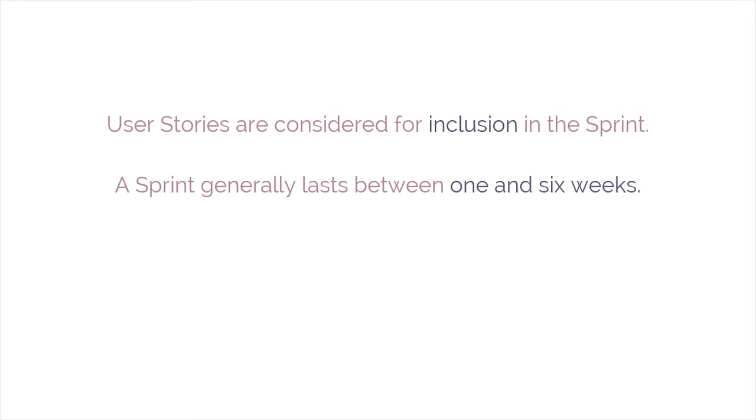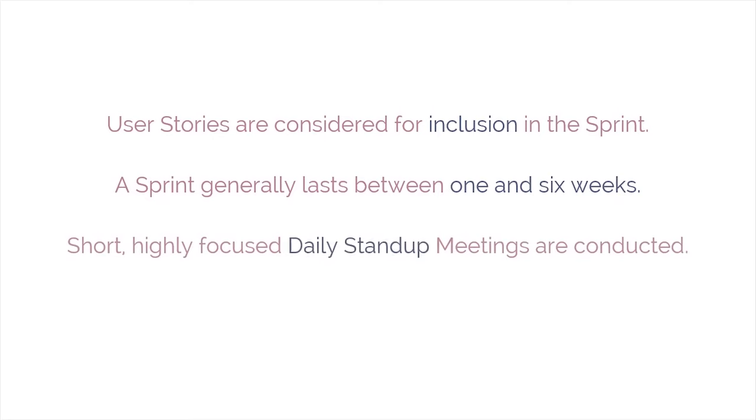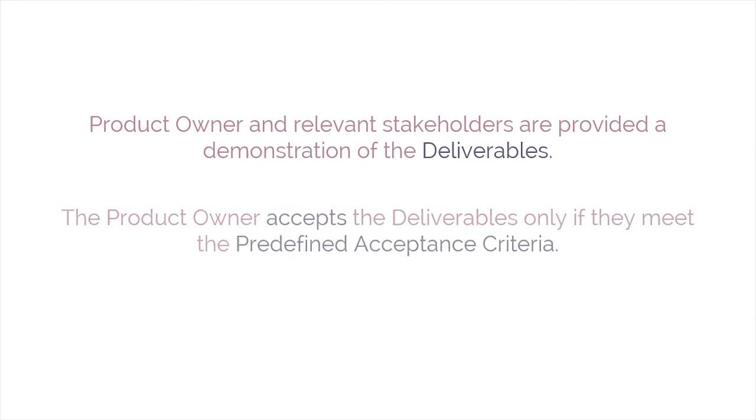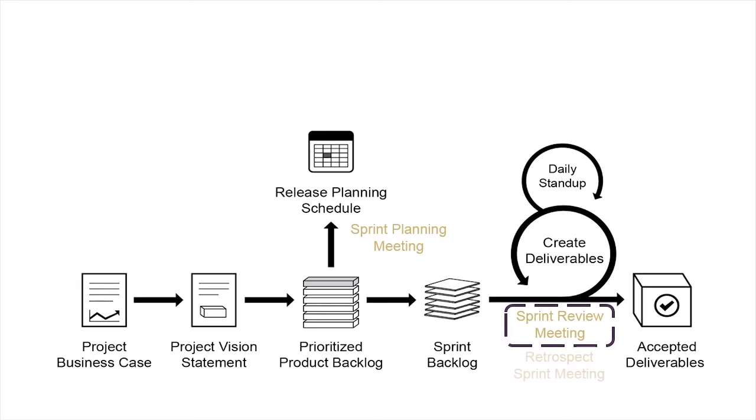A sprint generally lasts between 1 and 6 weeks, and involves the Scrum team working to create potentially shippable deliverables or product increments. During the sprint, short, highly focused daily stand-up meetings are conducted where team members discuss daily progress. Toward the end of the sprint, a sprint review meeting is held, during which the product owner and relevant stakeholders are provided a demonstration of the deliverables. The product owner accepts the deliverables only if they meet the predefined acceptance criteria. The sprint cycle ends with a retrospective sprint meeting where the team discusses ways to improve processes and performance as they move forward into the subsequent sprint.